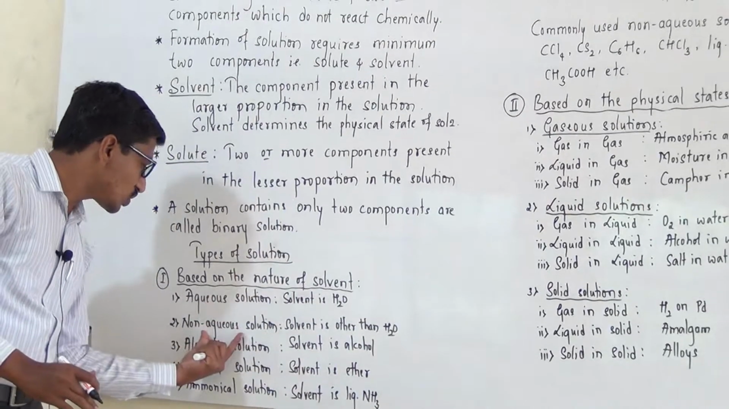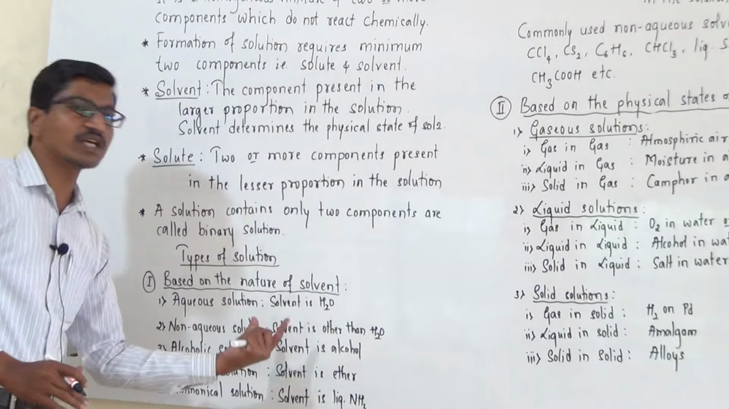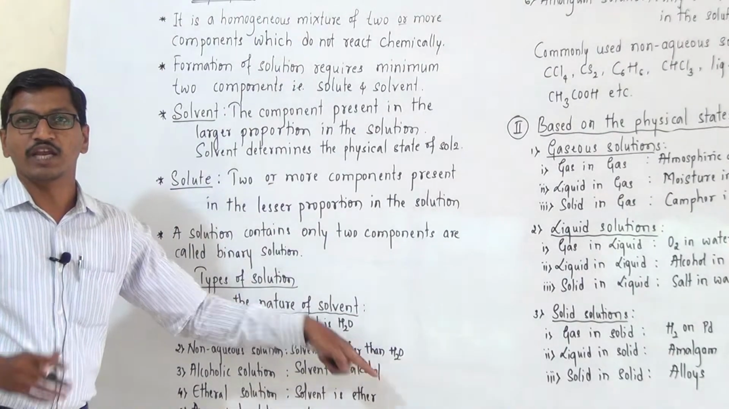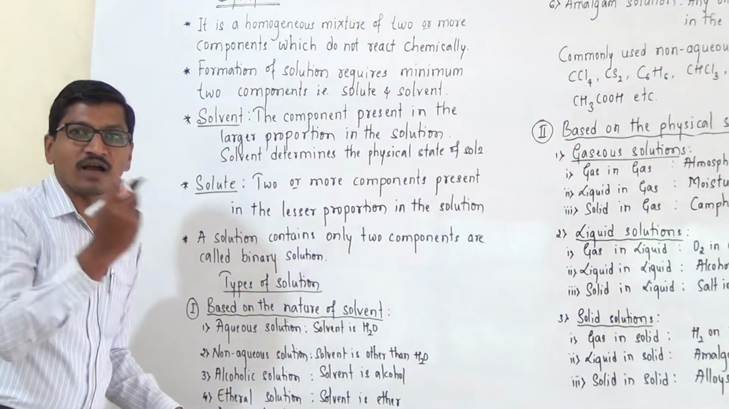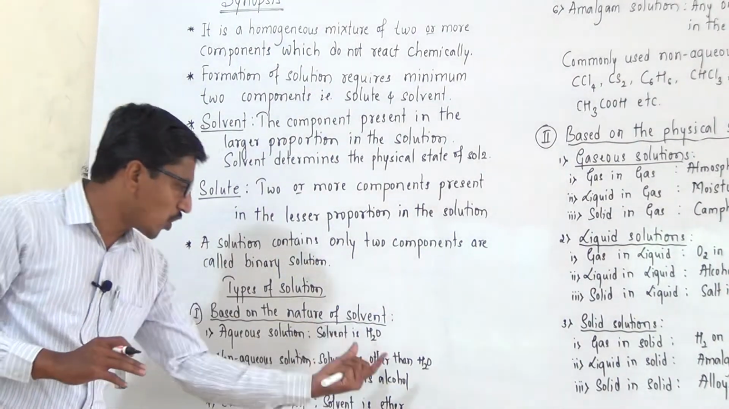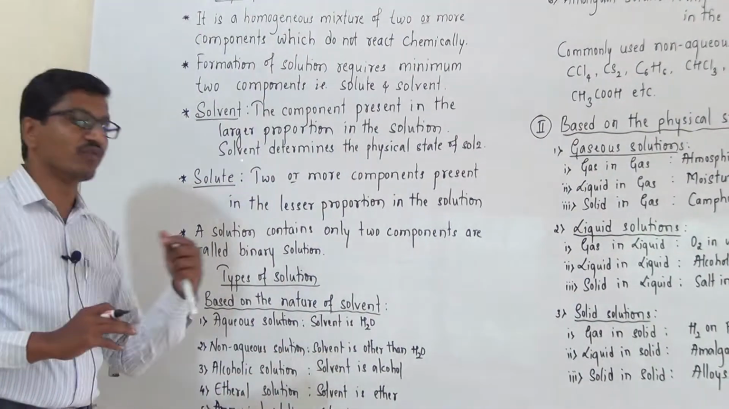Second is the non-aqueous solution. Non-aqueous solutions means the solvent is other than water. It may be carbon tetrachloride, carbon disulfide, benzene, toluene, etc. When a solvent other than water is used, the solutions are called non-aqueous solutions.